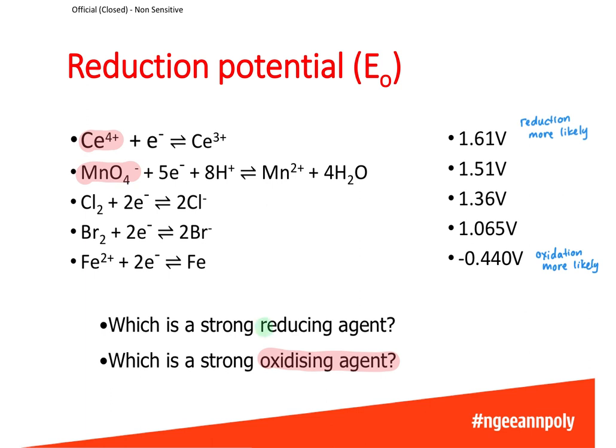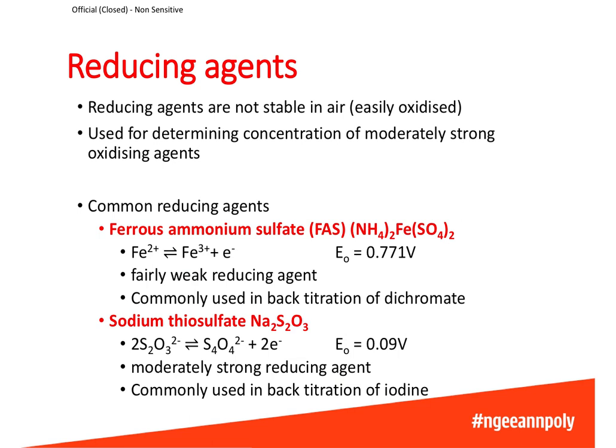Now, how about the reducing agent? At the bottom of the list, oxidation is more likely to happen, which means that iron is more likely to undergo oxidation to become iron 2+. Therefore, iron would be a strong reducing agent. As we move from the bottom to the top of the list, the reducing agents would get less and less strong.